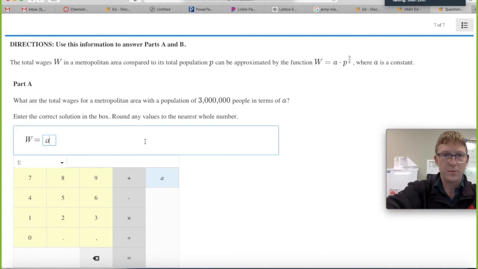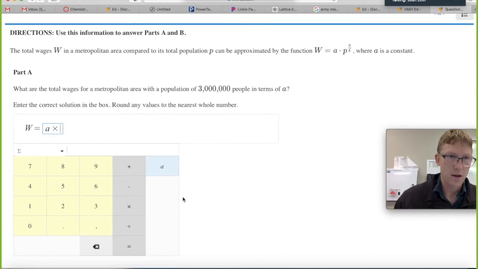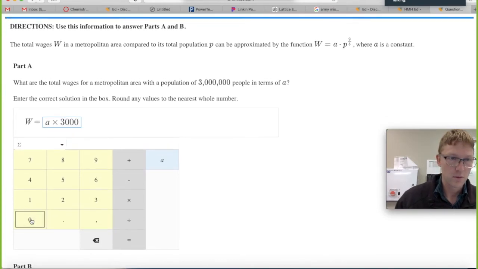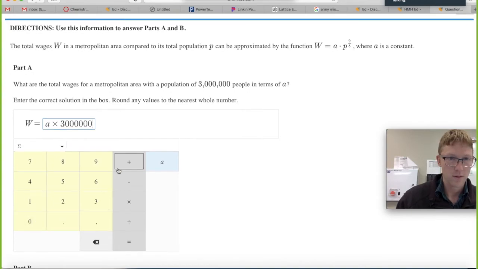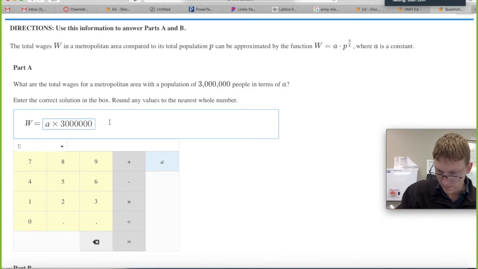We could use the multiplication sign when doing normal algebra. If you have a letter next to a number, it is assumed that is multiplied together. 1, 2, 3. 1, 2, 3. To the power of... Oh, do we have to figure this out ourselves? I think that's what we've got to do. Yeah, that's fine. The 9/8. I'm totally going to do that in my head.